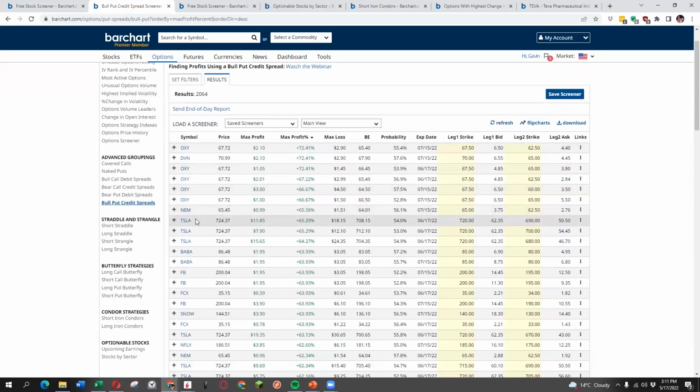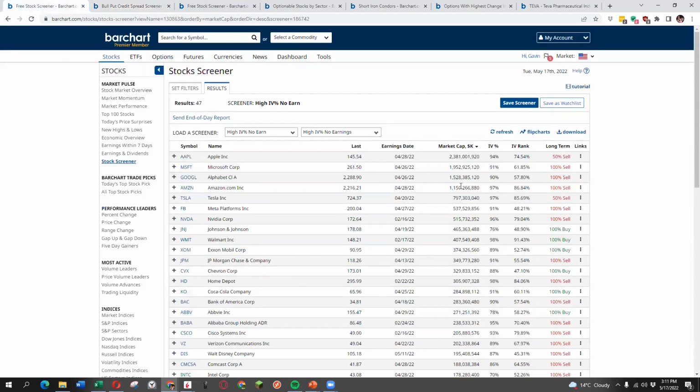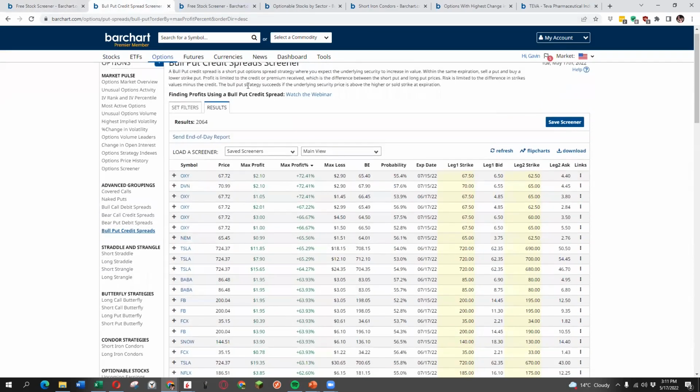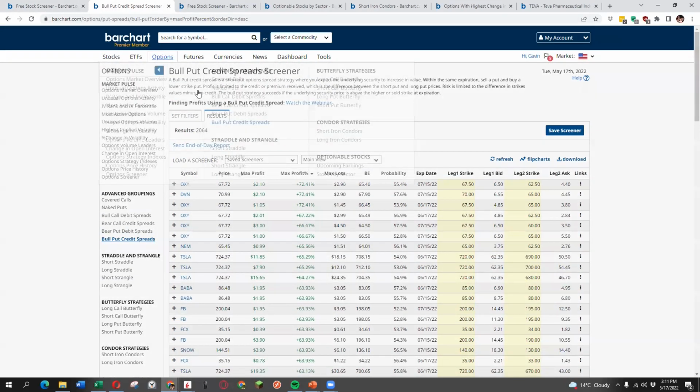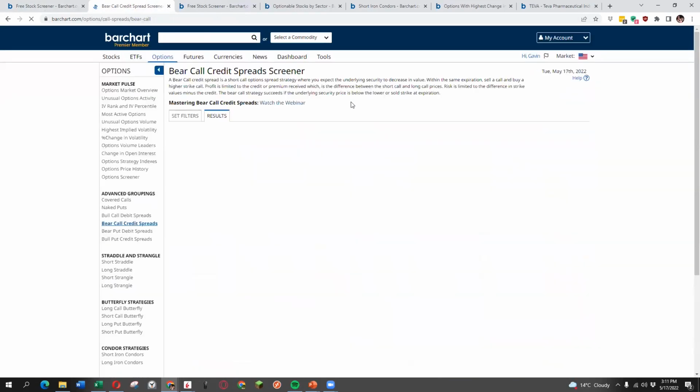We've got Tesla, which was showing up on our high implied volatility screener earlier. So that's a potential trade idea. I think it was a sell signal at the moment, 50% sell. So we may even want to look at a bear call spread instead of a bull put spread. Bearish credit spread.